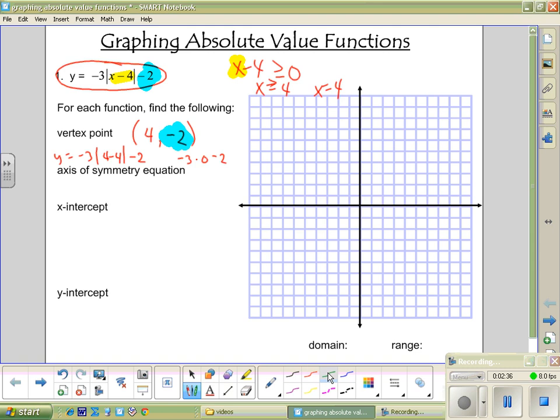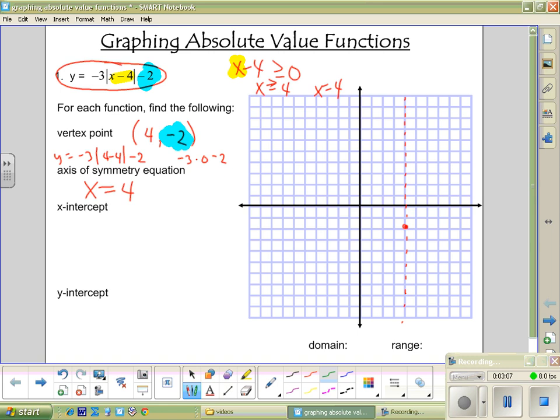All right, so I've got my vertex point. I'm going to plot it over on my grid. So 4 comma -2, that's where my vertex point is going to be. Now the axis of symmetry, since it's a v and it's a function, is actually going to be the vertical line that runs through that vertex. We've learned already that all vertical lines must have the equation x equals, and in this case, every point on that line is x equals 4. So now I have my axis of symmetry equation of x equals 4.